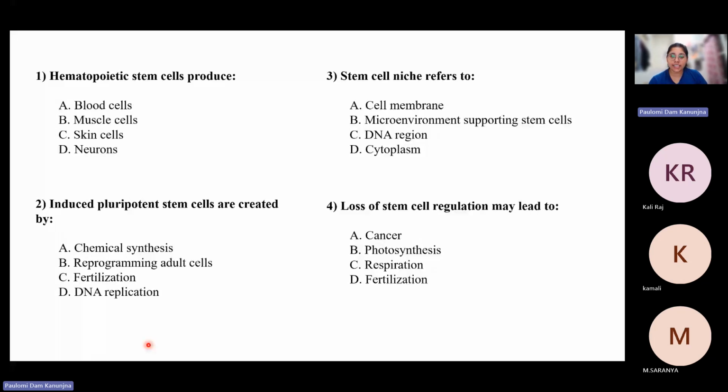Okay, and the next set. Hematopoietic stem cells will produce which kind of cells? Induced pluripotent stem cells can be created by what? Stem cell niche refers to what in terms of stem cell features? And if there is loss of stem cell regulation, what can it lead to?